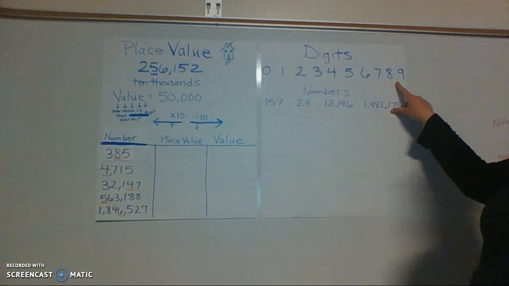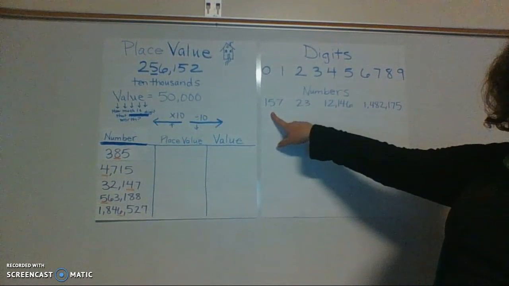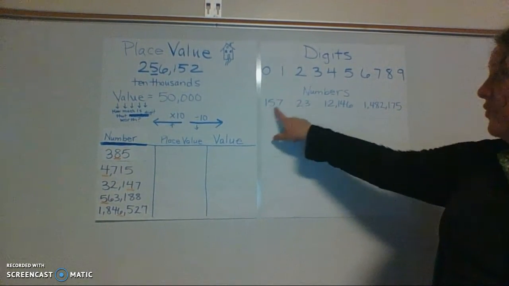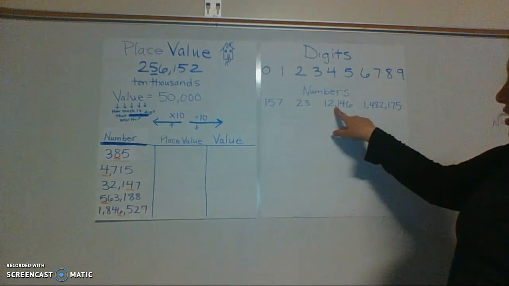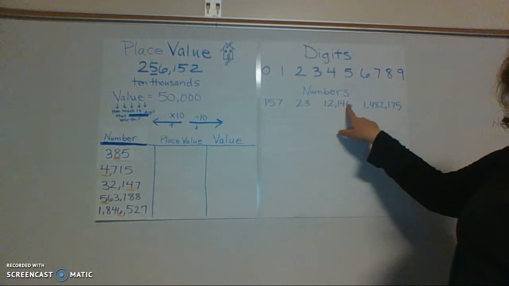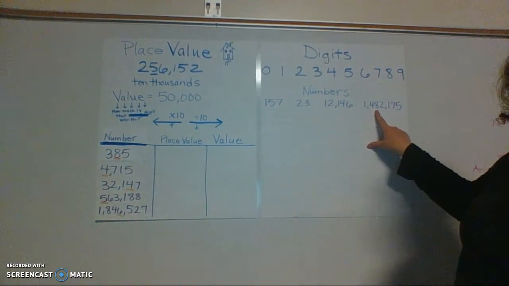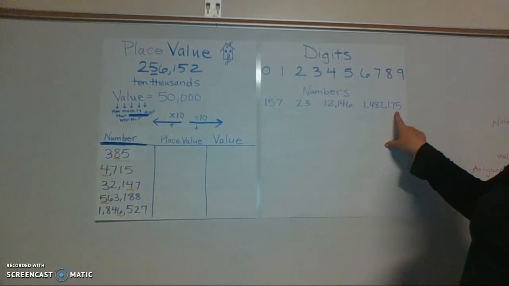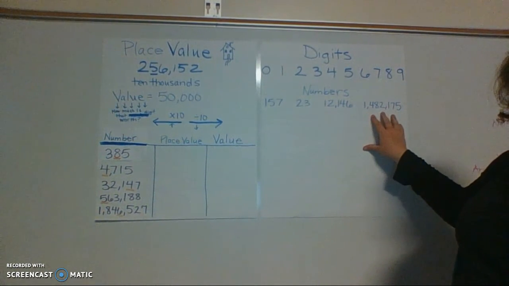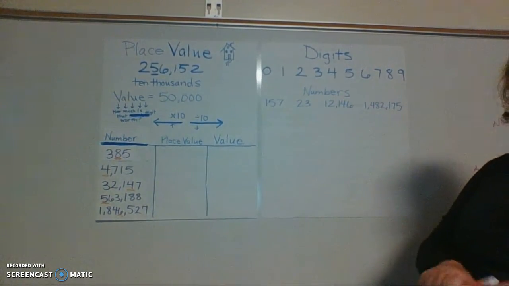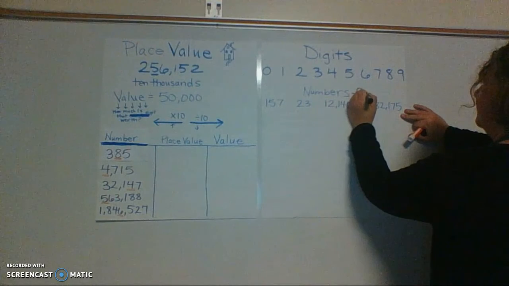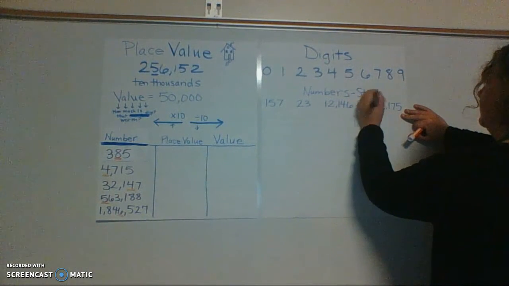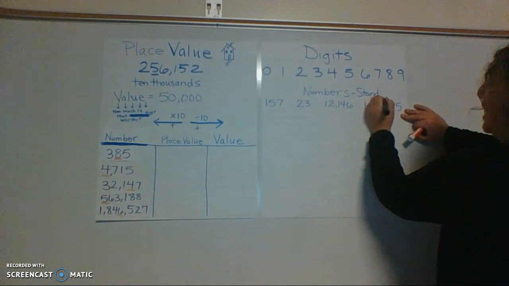Okay. Numbers are like 157, and there's 3 digits in that number. 23, there's 2 digits in that number. 12,146, there's 5 digits in that number. 1,482,175, there's 7 digits in that number. Okay. These numbers are all in what we call standard form. So I'm going to write that on here. Standard form. They're just numbers with however many digits are in them, depending on how many place values they have.